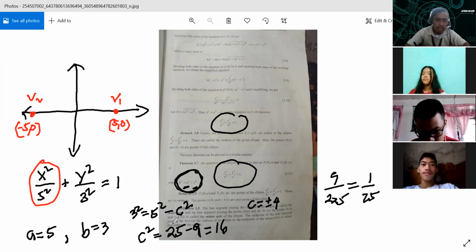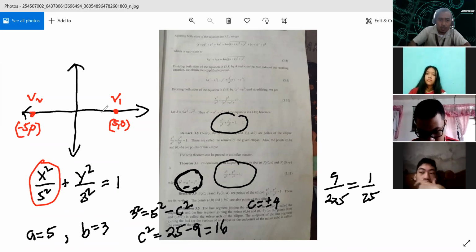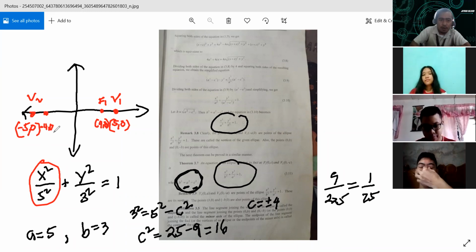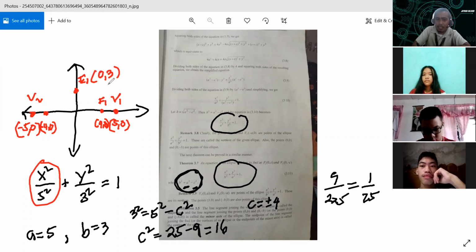Since C is 4, somewhere here is your focus 1, and that should be (4, 0), while your focus 2 should be (-4, 0). Got it? While your extremities should be taken from B. So extremity number 1 should be (0, 3). This 3 is coming from your B. And extremity 2 should be the point (0, -3).